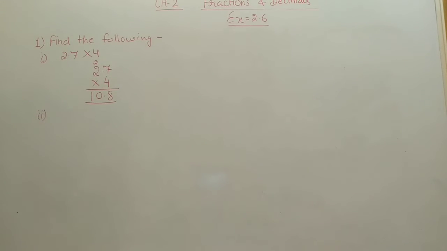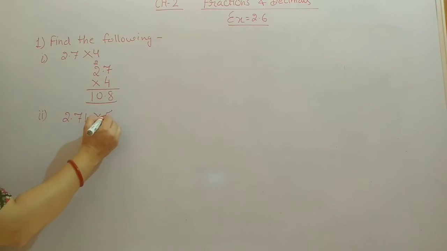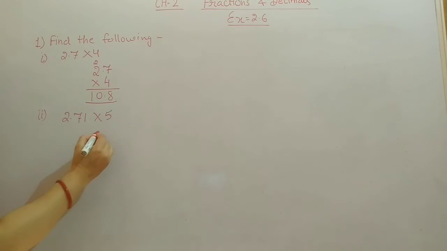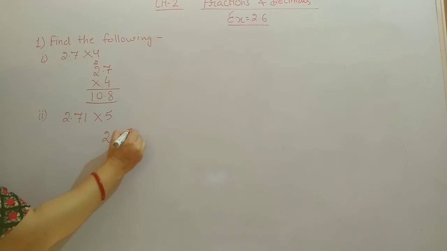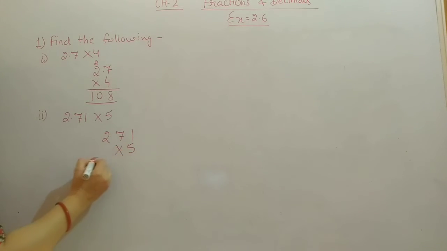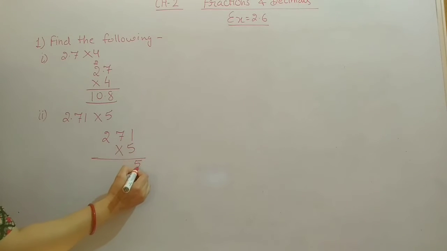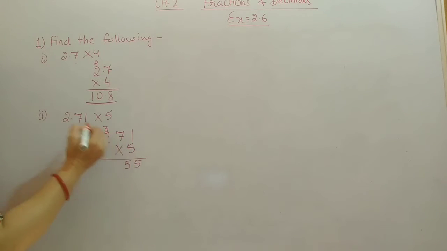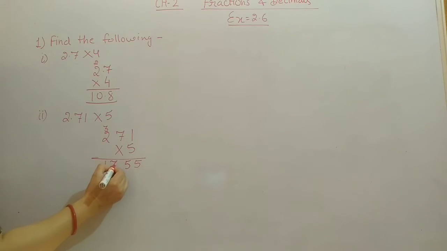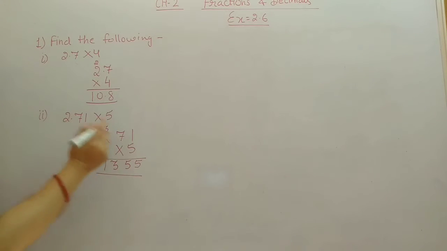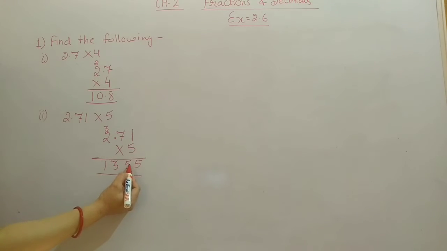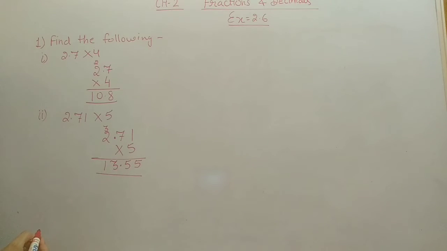Second part is 2.71 into 5. So first do the simple multiplication: 271 multiplied by 5. 5 1s are 5, 5 7s are 35, 3 carry over, 5 2s are 10, 10 plus 3 is 13. Now in our question we have 2.71, 2 decimals are there. So from the right side count 1 and 2. So the decimal will come here, 13.55 is the answer.